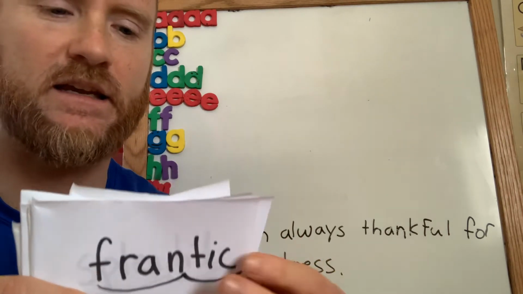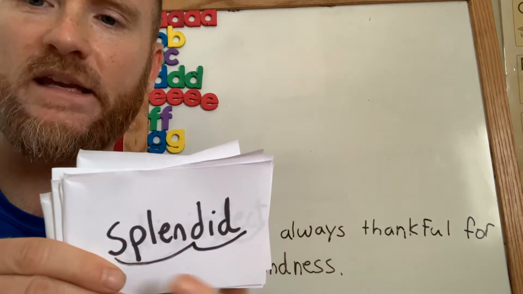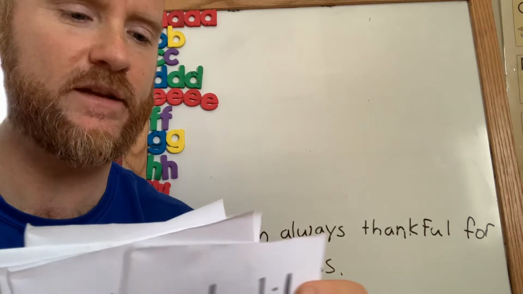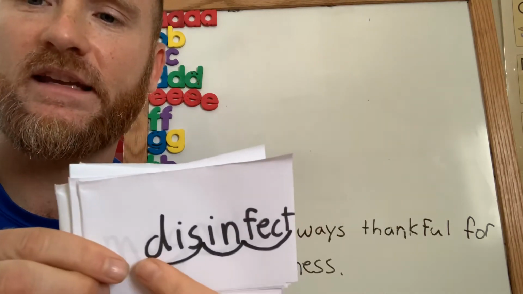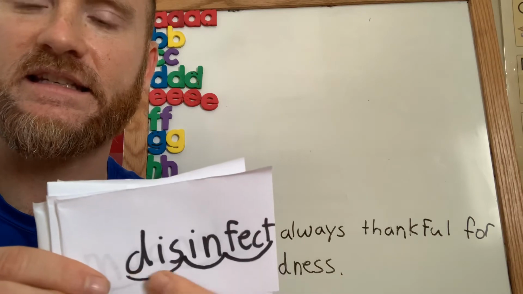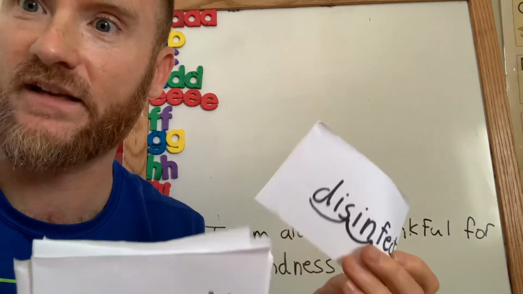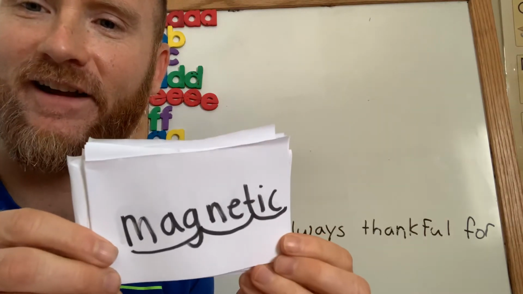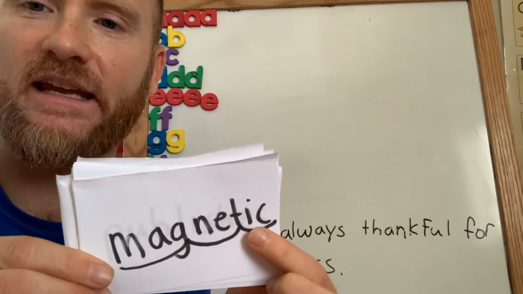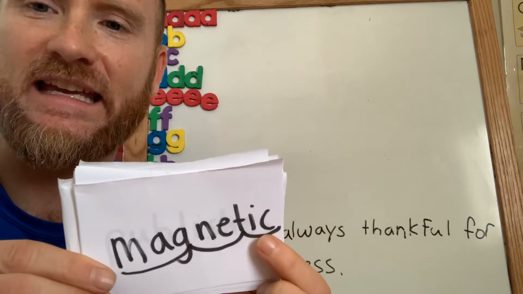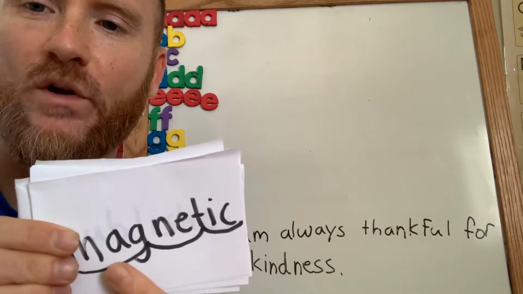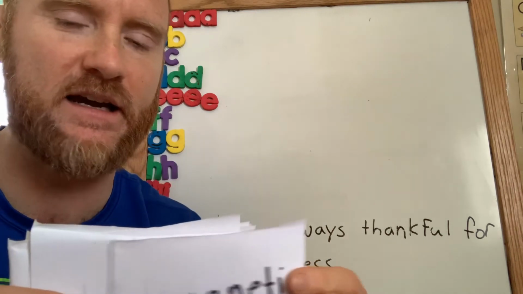Ready? Frantic, frantic. See if you can do it before me. Splendid, splendid. You're doing a splendid job. Ready? Disinfect, disinfect. Are mom and dad disinfecting everything? I hope so. All right, ready? Magnetic, magnetic. All right, look at that IC at the end. It's not CK, even though it comes after that short vowel sound, because it's in a multi-syllable word, okay? It's going to be IC there.